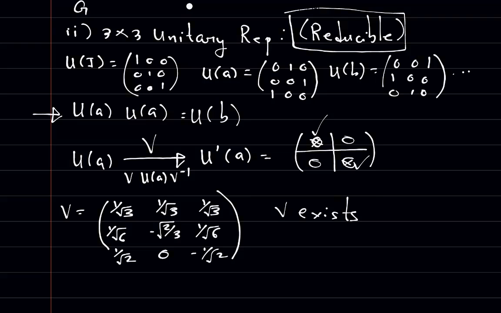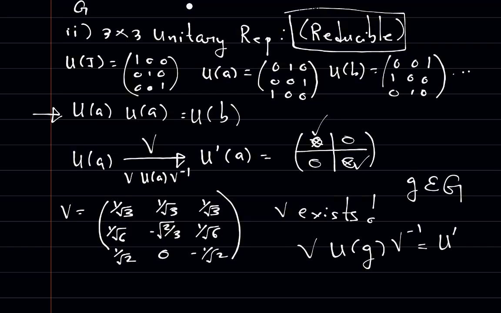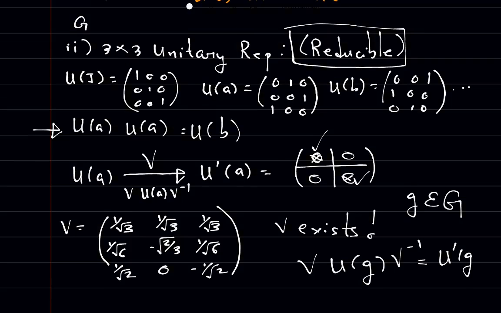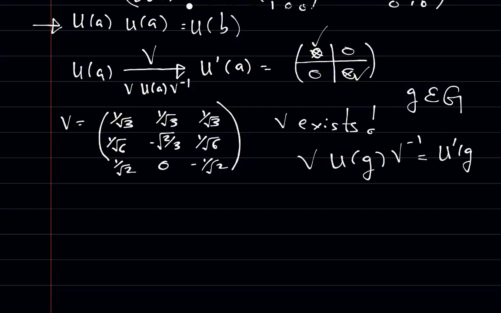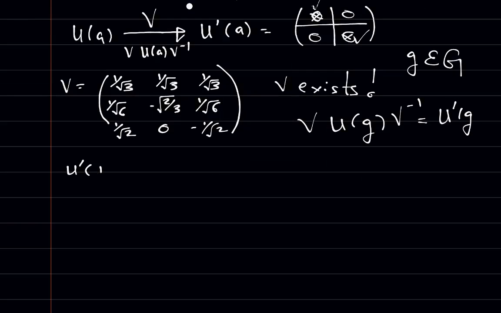Well, so V exists. That's the beautiful thing. Now what happens when V exists? Take any g, an element that belongs to the group G. So g can be A, B, C, D, E, I, anything. Multiply V here, multiply V inverse here, and get the new matrix set for any element of G. So let's get our new matrices. The identity won't change, so this is again the same: 1, 0, 0, 0, 1, 0, 0, 0, 1.